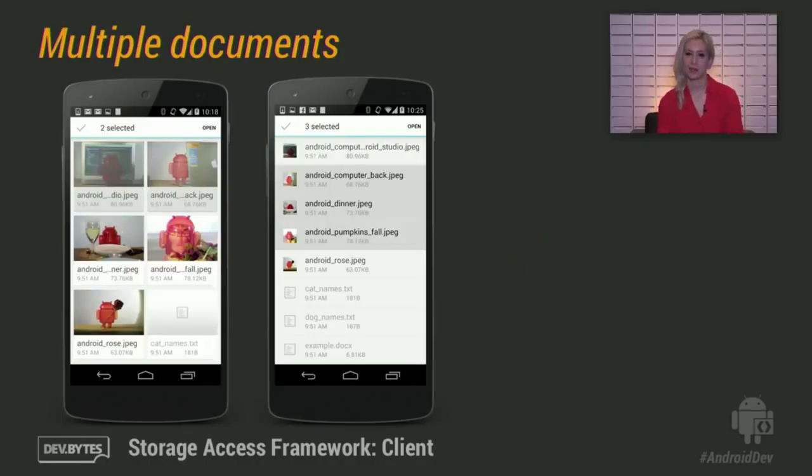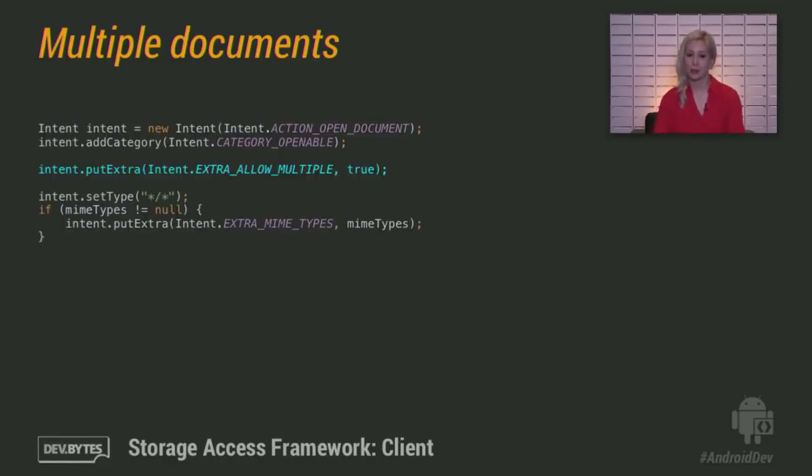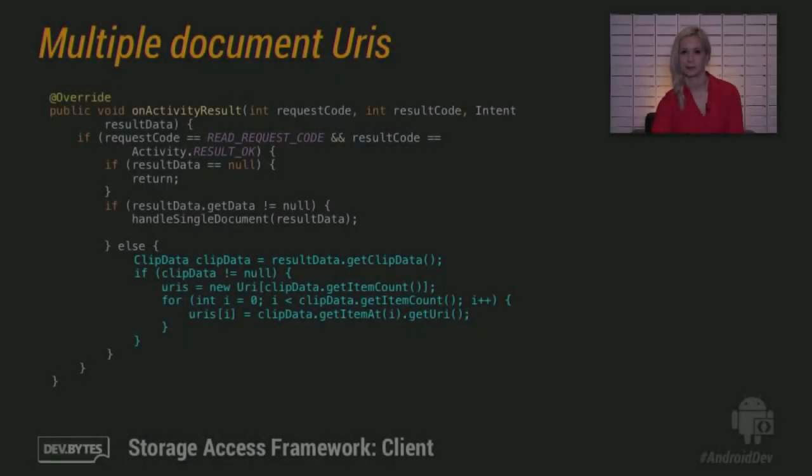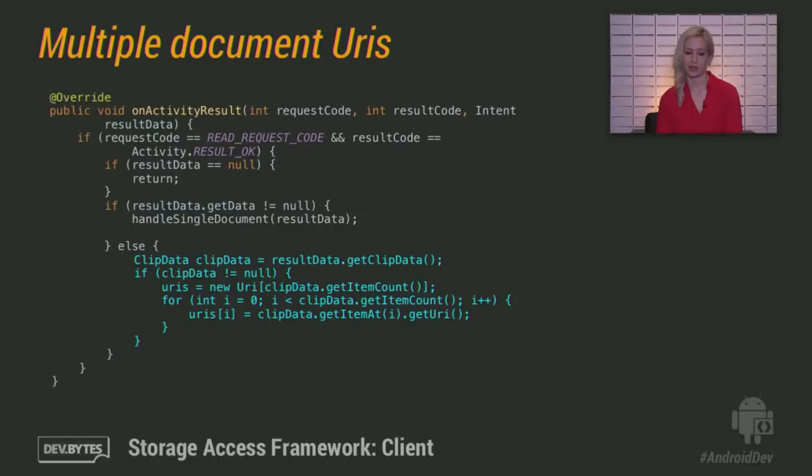So we could open one document before. What about lots of documents at the same time? All you have to do to let the user select multiples is add extra allow multiple to your intent. If you want, you can specify multiple MIME types. This time we get back clip data. It's stored in intent get clip data, and you can get the URIs using clip data get items, and then item get URI. Note that you still have to check intent get data, the same as a single URI, because if the user picks just one document, it doesn't matter if you allowed multiple selection, it's still coming back the first way, in intent get data, so you have to check both.